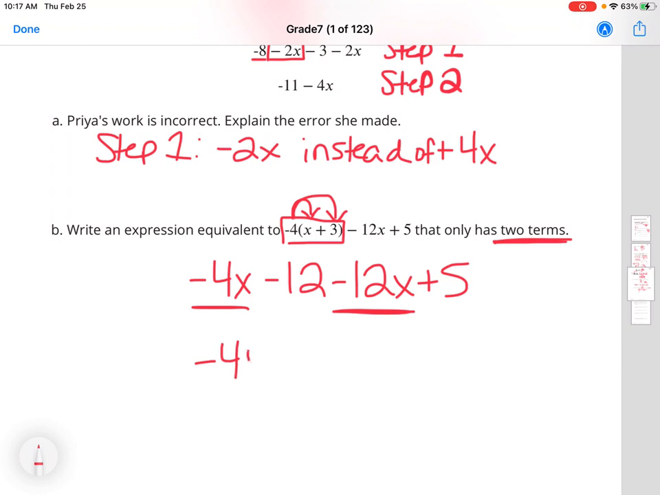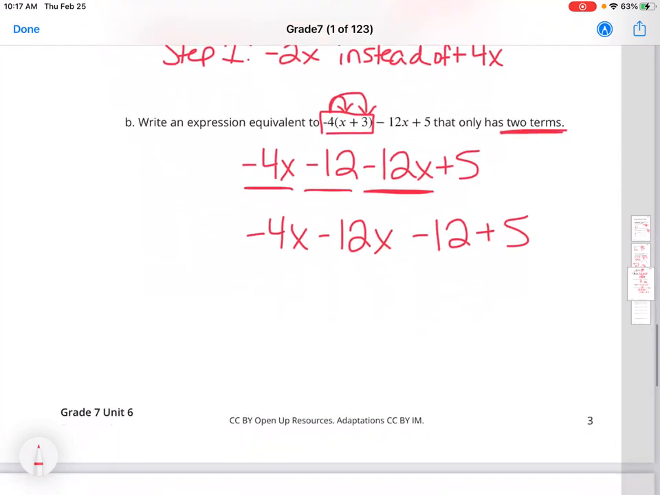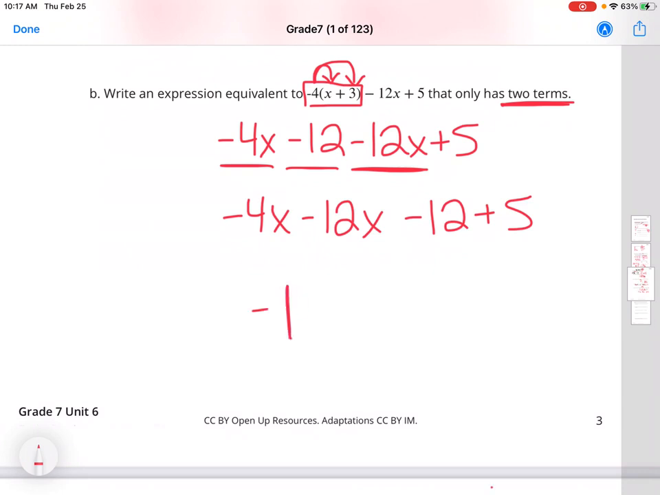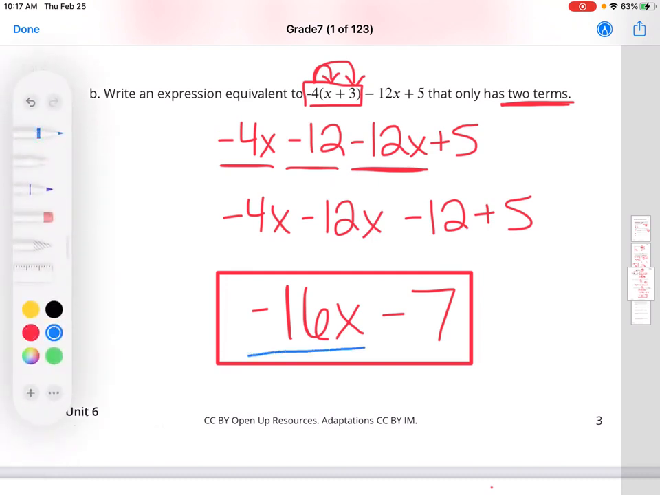So I have negative 4x minus 12x, and then negative 12 plus 5. So I have 2 terms with an x, so if I combine those, that would get me to 1 term. And then when I combine my 2 integers, that would get me to my second term. So negative 4x minus 12x would be negative 16x. Negative 12 plus 5 would be negative 7. So my first term is negative 16x. My second term, negative 7, or minus 7.